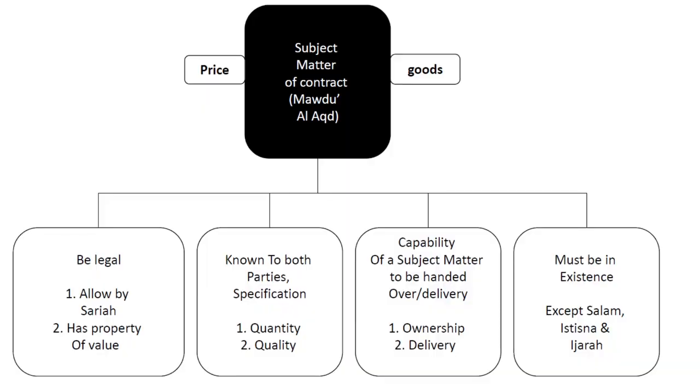And as I mentioned, in the coming sessions, we'll pick up one pillar each session, then we discuss it in detail. So the first one, which is price and goods, has, in general, a high-level description of four requirements: legality of the subject matter, the specifications, meaning both parties have to know the subject matter. When we say subject matter, you have to keep in mind we're talking about price and goods.